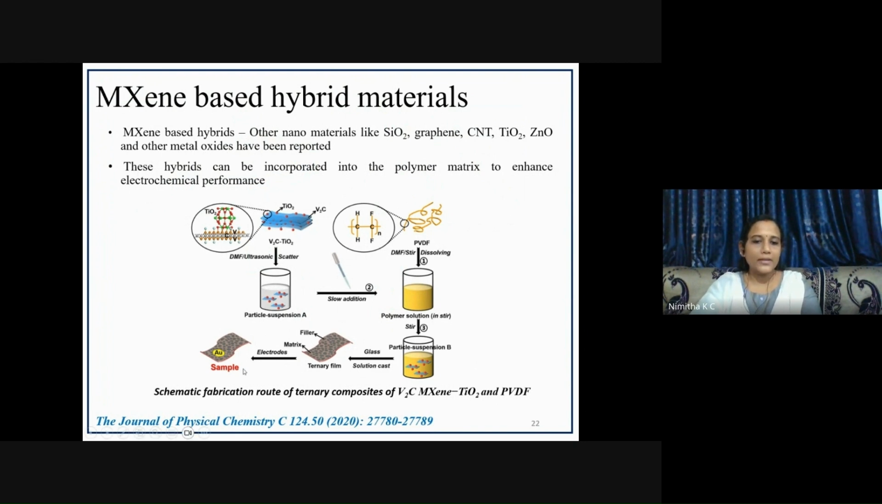This is one of the schematic representations of the route in which we are producing a ternary composite of vanadium-based MAXene, TiO2, and PVDF.